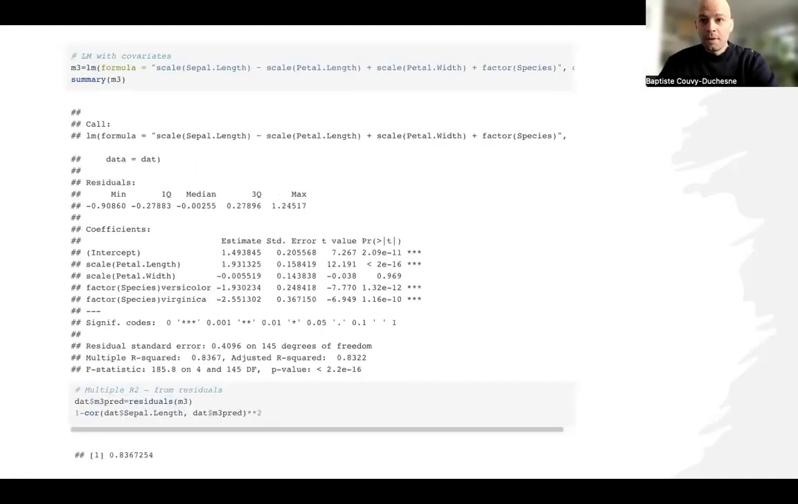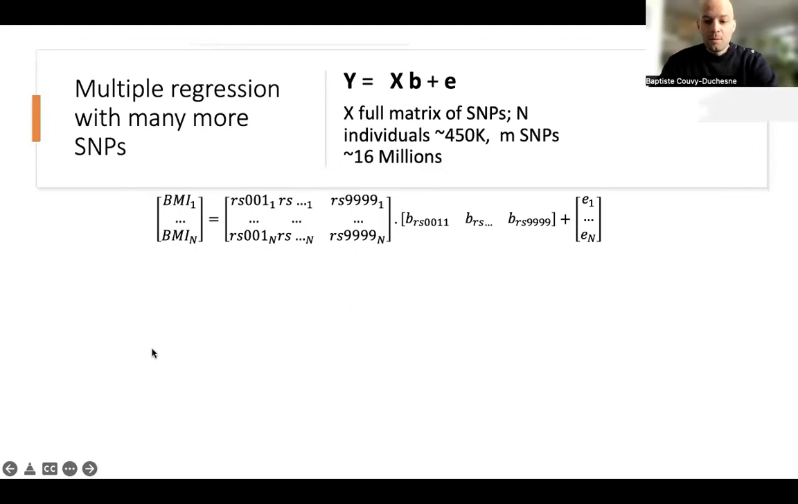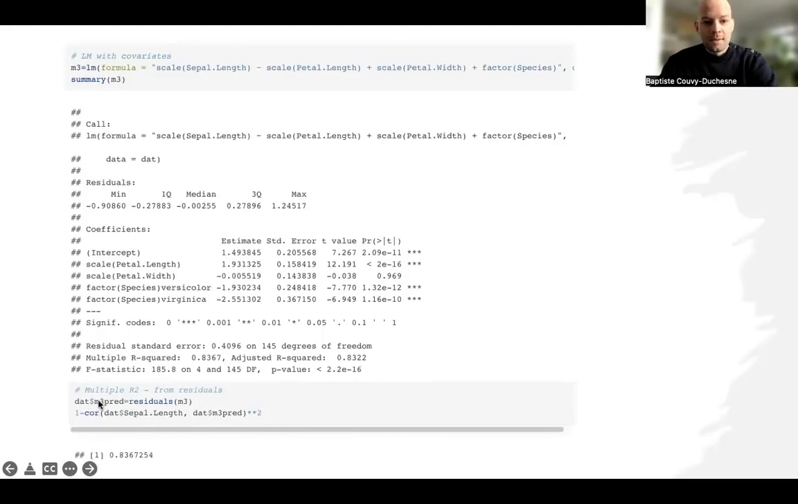Okay, now with a multiple regression model, so we fit several variables in our linear model. If we want the global R-squared, well, it's already calculated by the model, but if we want to double check it, we take 1 minus the variance explained by the residuals, and then we find this multiple R-squared.